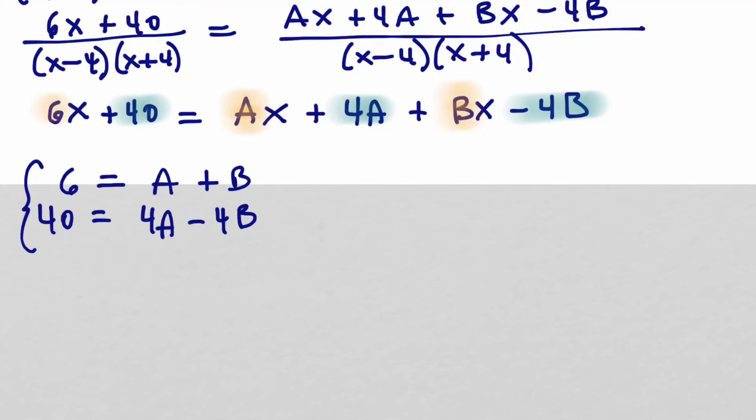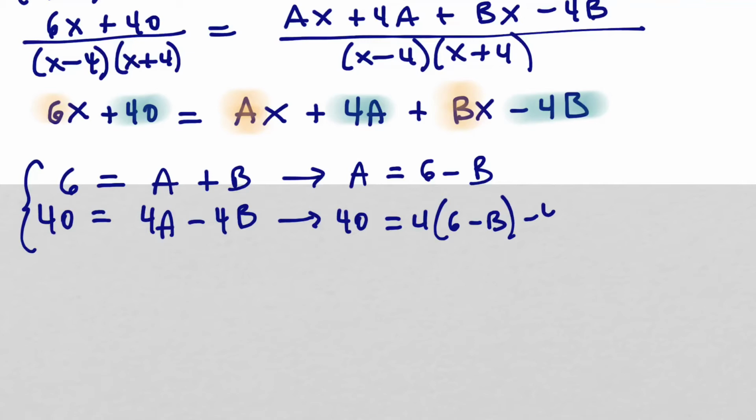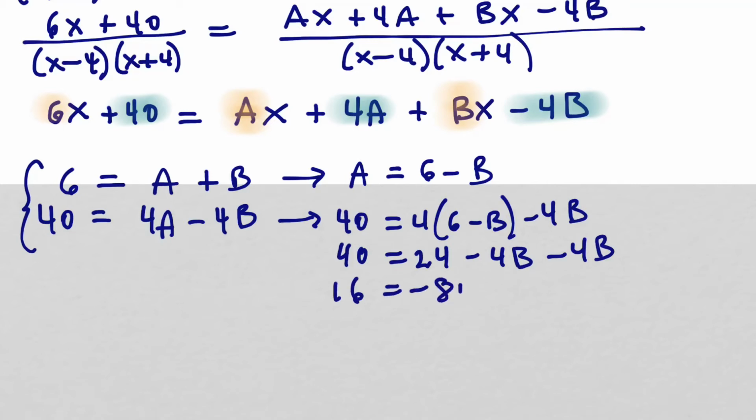Let's solve this using the substitution method. So from the first equation, I can solve for either A or B. So let's just say A is equal to 6 minus B. And then substitute for A in the second equation, and solve the second equation for B. So this is 24 minus 4B minus 4B. 16 is equal to negative 8B. So B is going to be negative 2.